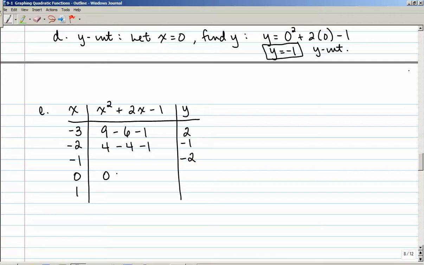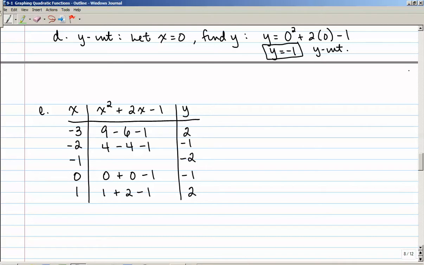Now when x is 0, this one's easy. I'm going to have 0 plus 0 minus 1, and that gives me a -1. And when x is 1, 1 squared is 1, 1 times 2 is a positive 2, and then minus 1 is going to give me y equals 2.